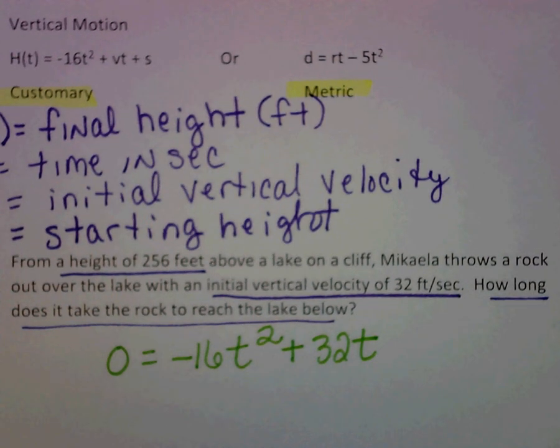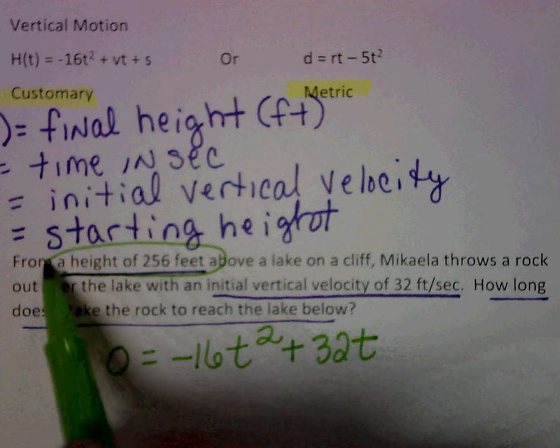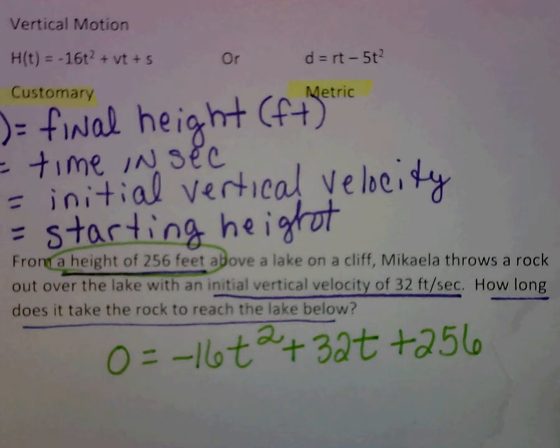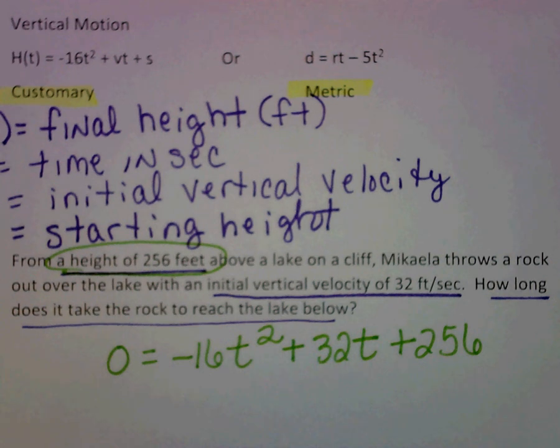And where are we starting from? We're starting from 256 feet above the lake. So that's how I would fill in the formula. And so I want you to think about all the different methods we've learned about for solving quadratics and write down which method you would choose to solve this equation. And then tomorrow in class we will actually go through and solve these.